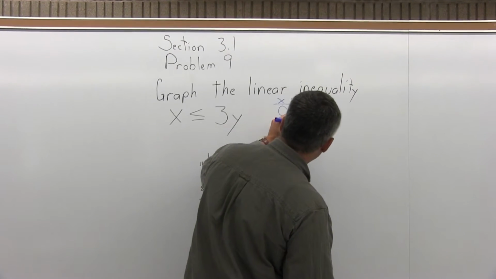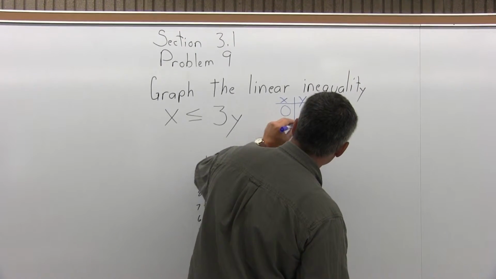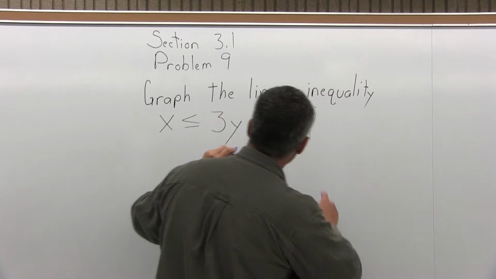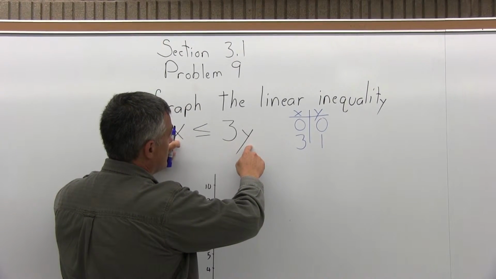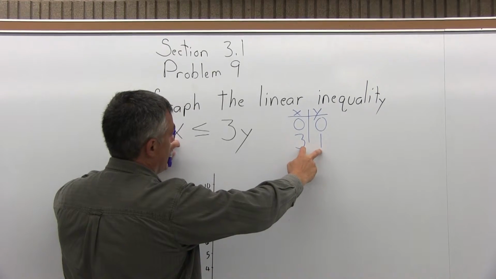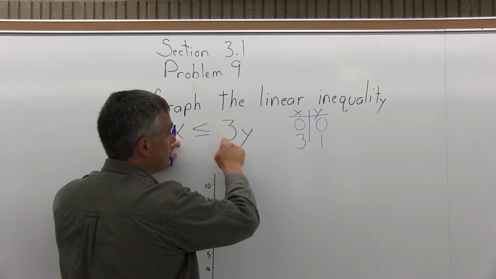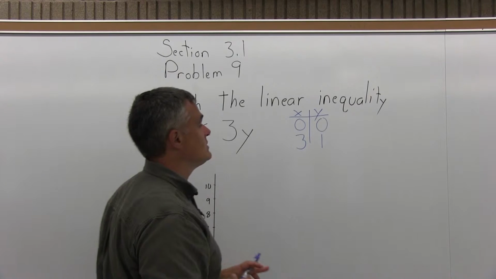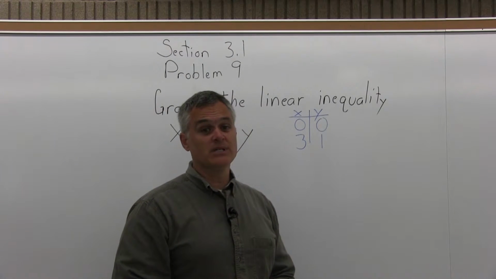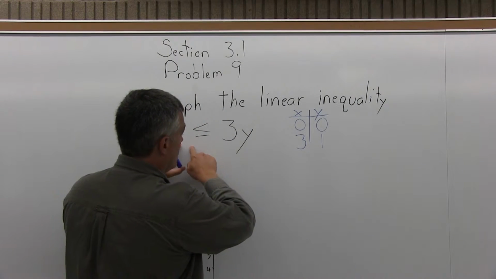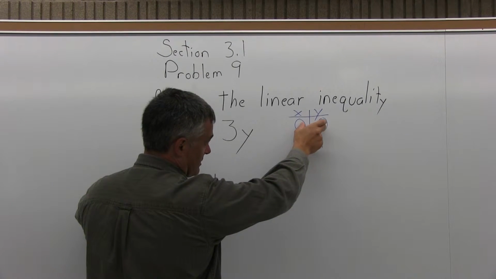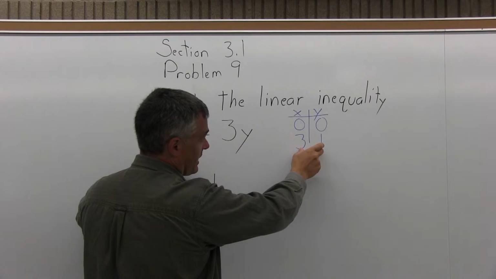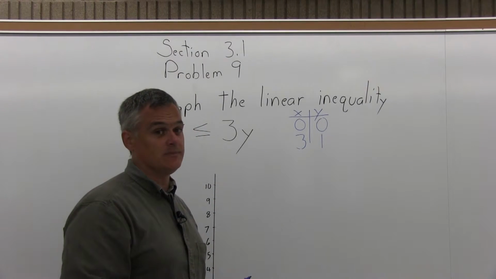One that works very easily, the first one that comes to my mind, is if I let y equal 1, 3 times 1, x would have to be 3. If y is 1 and x is 3, I would have 3 equals 3 when I pretend I have an equation. So I do have 2 points that make the inequality true if I pretend it's an equation. One of them is 0, 0, x is 0, y is 0, and the other one is 3, 1, x is 3, y is 1.